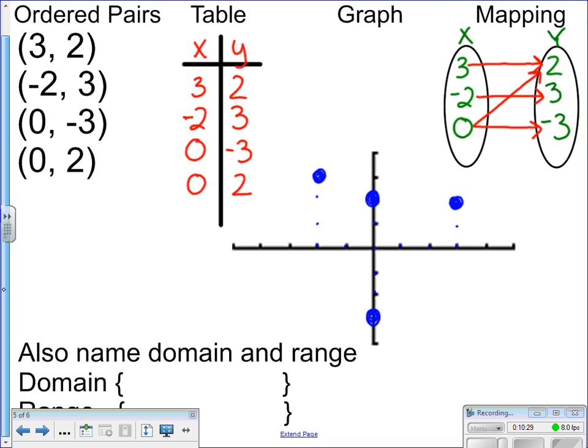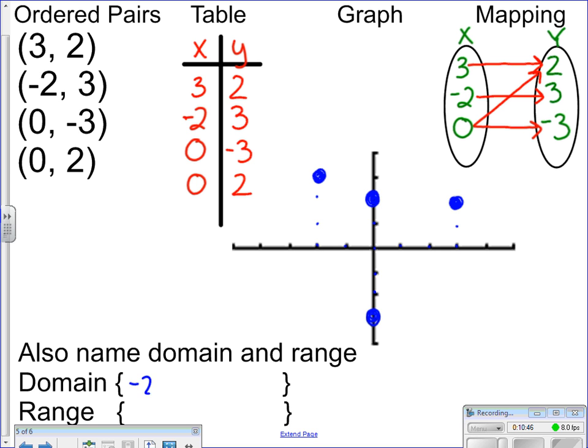Also in this example, down here at the bottom, it says write the domain and the range. Now remember, domain and range is in order from smallest to biggest. And also, we will not repeat any numbers just like in a mapping. So the domain is -2, 0, and finally 3. Notice I did not repeat the 0. And for the range, the lowest number is -3. The middle number is 2 and then 3. Notice I did not repeat the 2. They are in order from smallest to biggest, and there's no repeating.